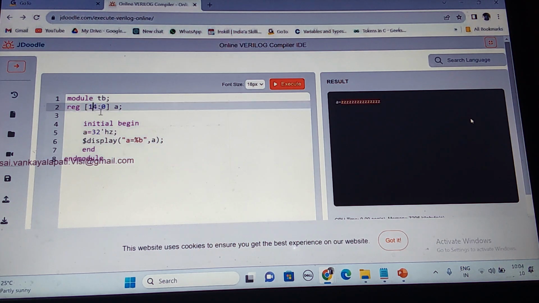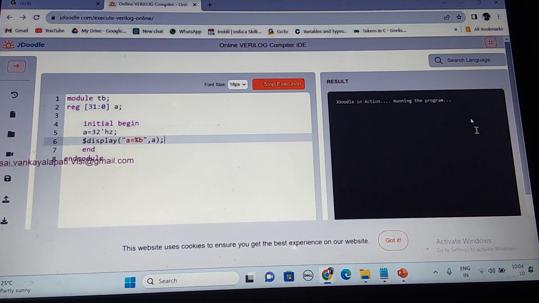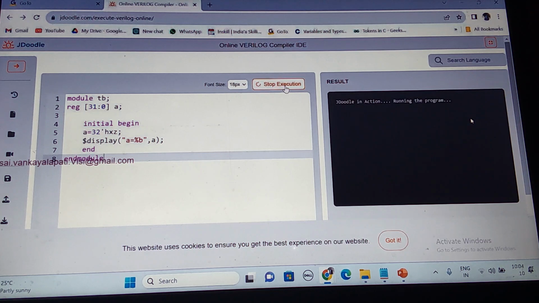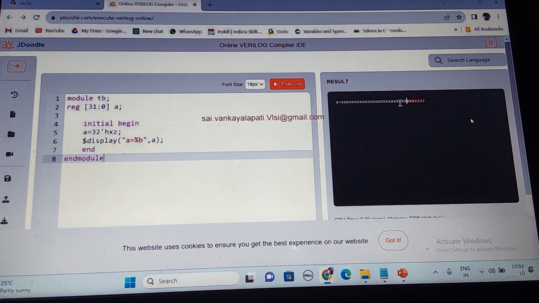Now if I give this as 31, what is it taking? A 32-bit value, a Z value, 32 Zs. Now let us make it like this: X Z. Four Z values, and the remaining are all X values. So four Z values, and the remaining are all what? X values. This rule you should remember.